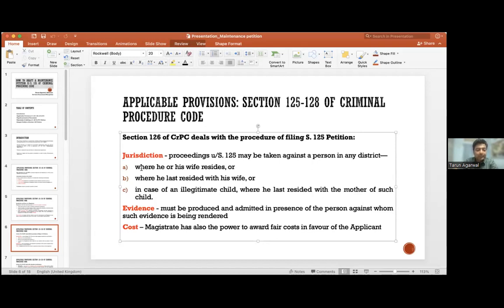or where she last resided with her husband, or if the petition is filed by an illegitimate child, then he or she will have the right to file the petition in the jurisdiction of a court where his or her mother last resided. So in our case, in the example that I gave, a wife will have the right to file this application in Delhi or in Jaipur, because that is where she is currently residing.